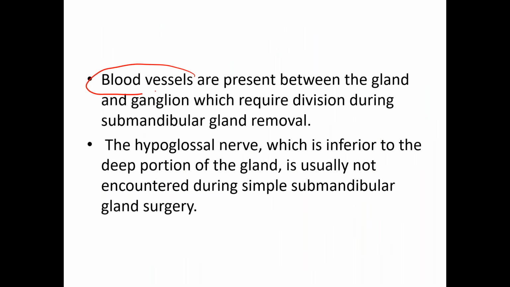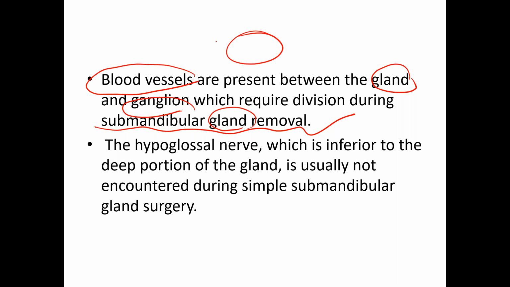So blood vessels are present between the gland and the ganglion, which are required during submandibular gland removal. When we are removing the submandibular gland, blood vessels are present between this, the submandibular gland, and this, the ganglion. In between, the blood vessels are present. This is the lingual nerve here. This is the hypoglossal nerve here. This is the hyoglossus muscle here.